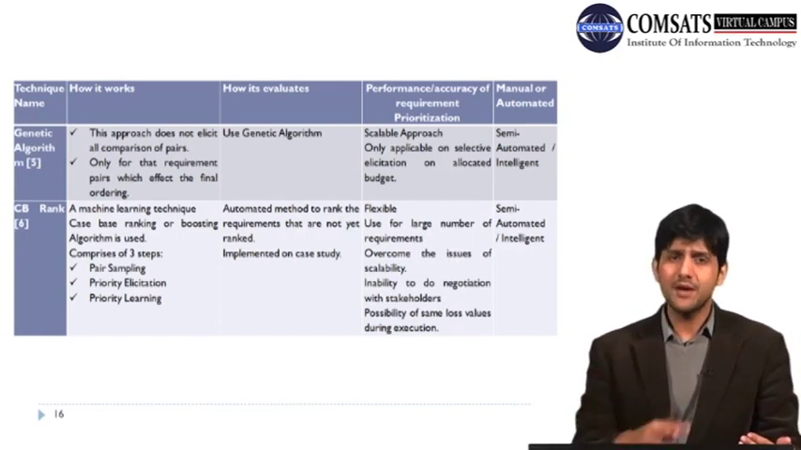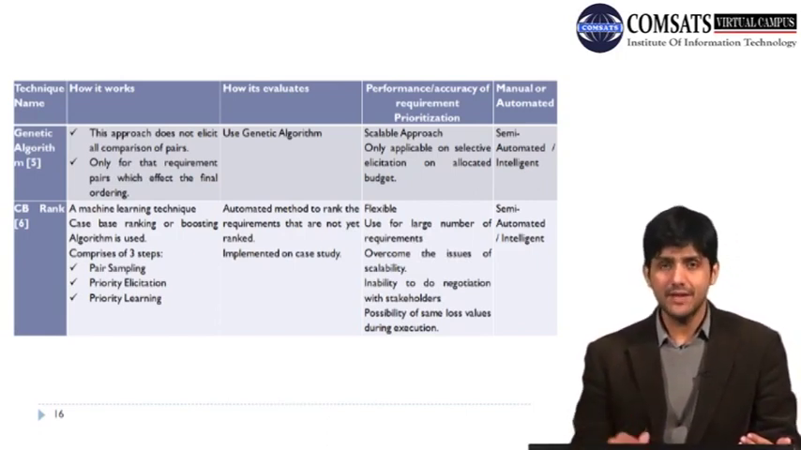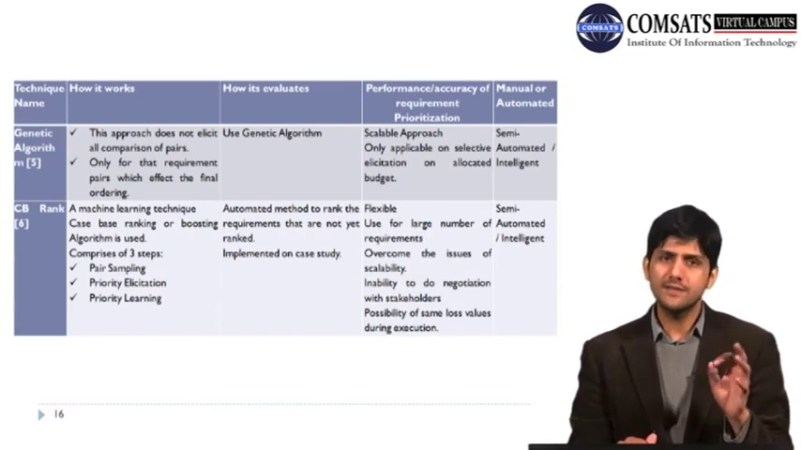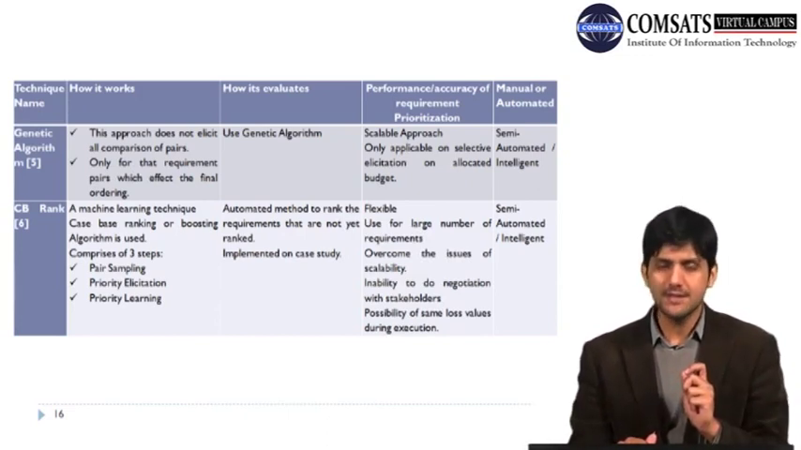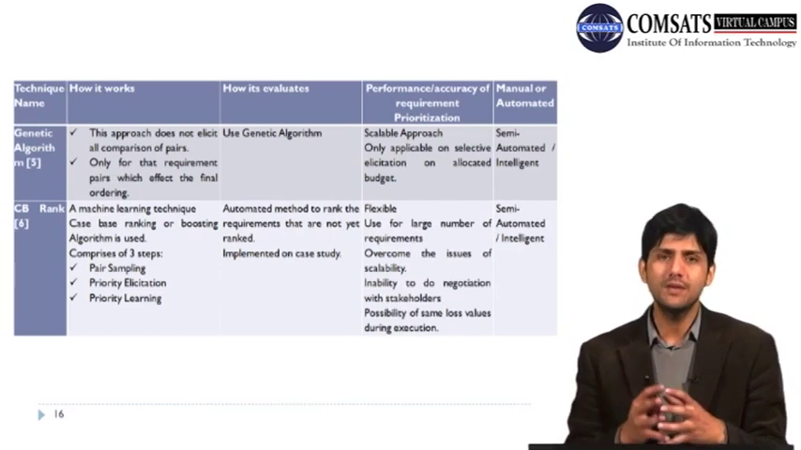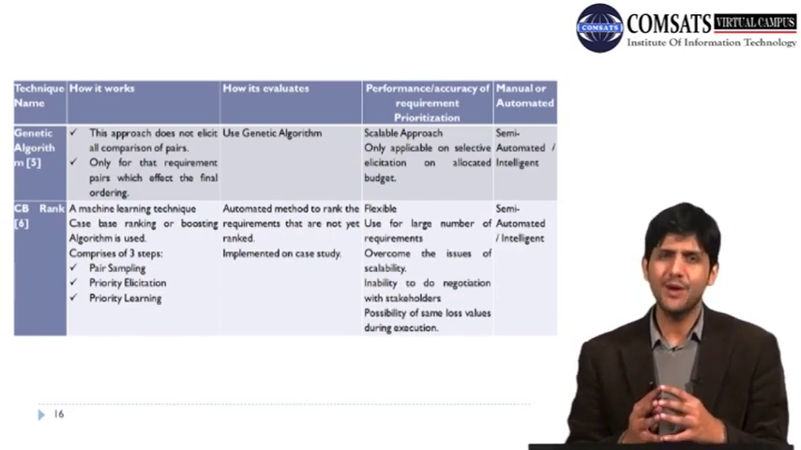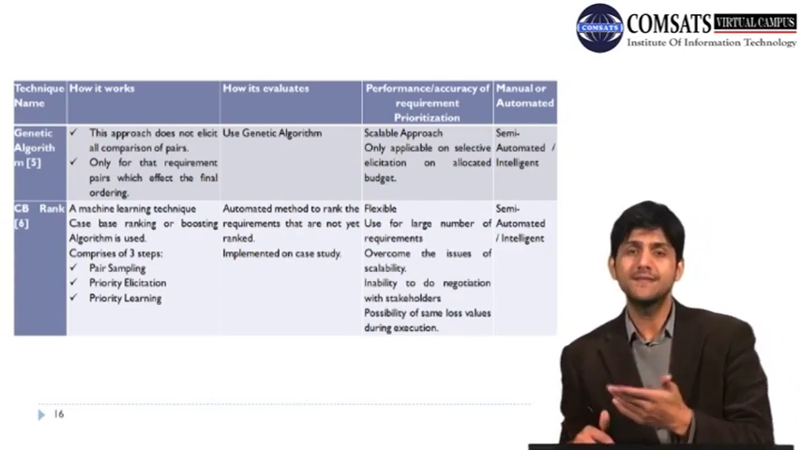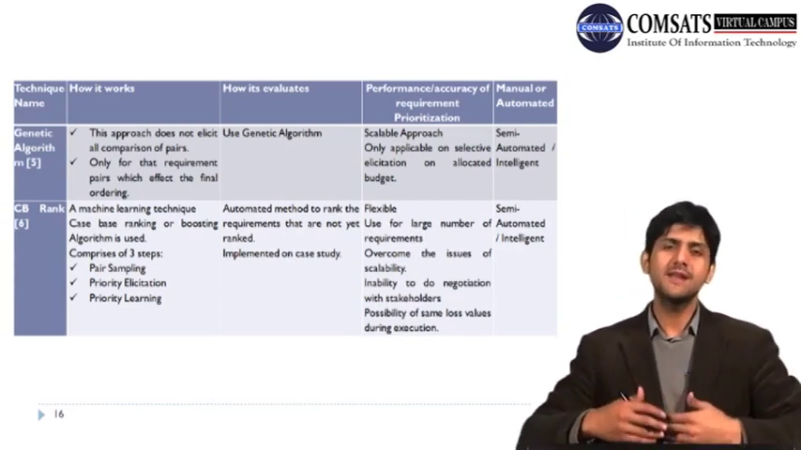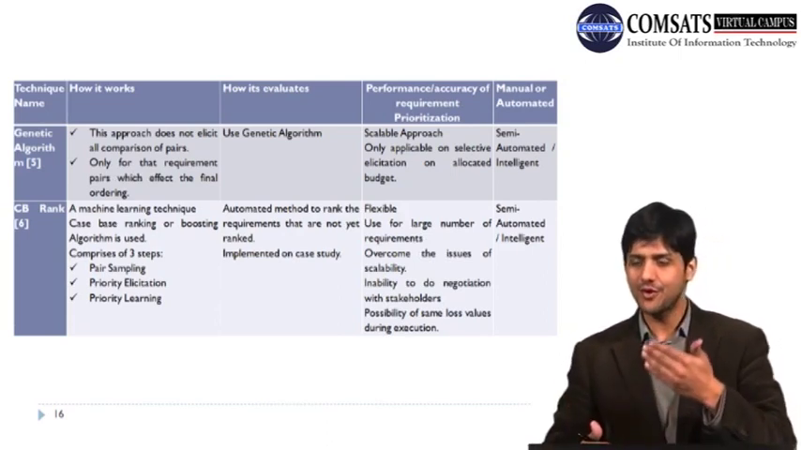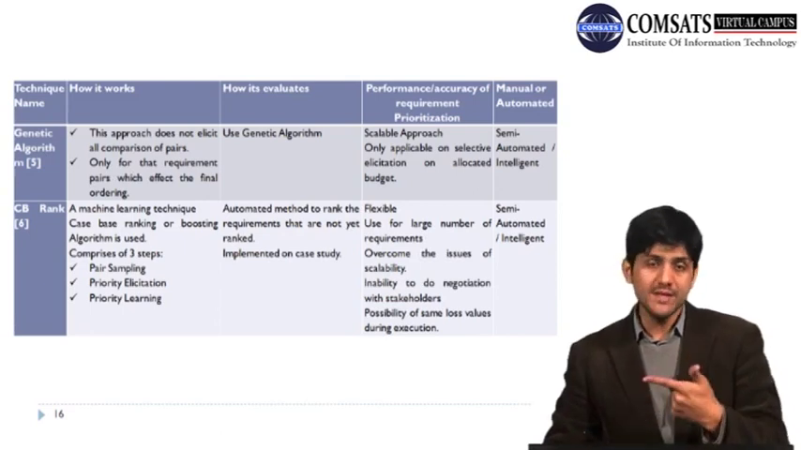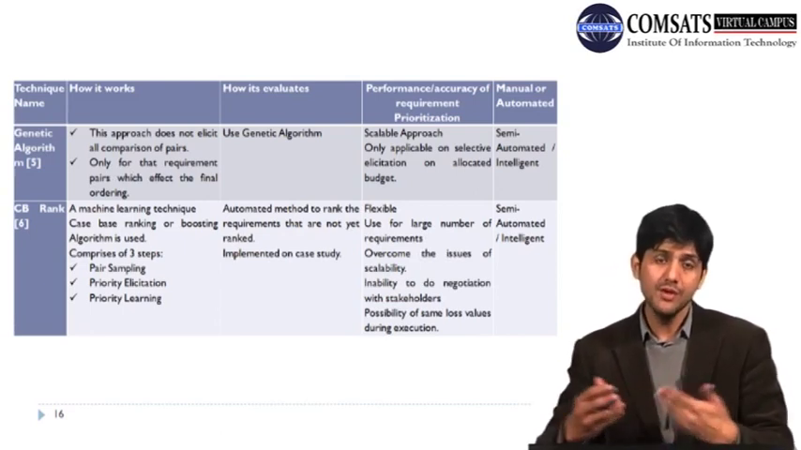Now, what are the advantages and the problems with this method? It is flexible. It can be used for a large number of requirements. It also addresses somewhat the issue of scalability. But one thing that is missing with the CBRank method is the ability to negotiate with the stakeholders. The one problem is that this method is slightly biased in favor of the stakeholder who is given more weight. Now, that is the purpose of giving weights, that you normally want the stakeholder who has more weight to have more influence on decisions.